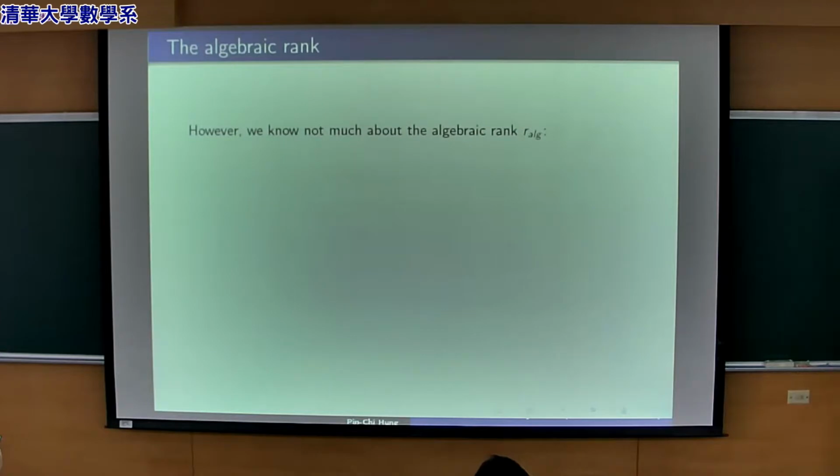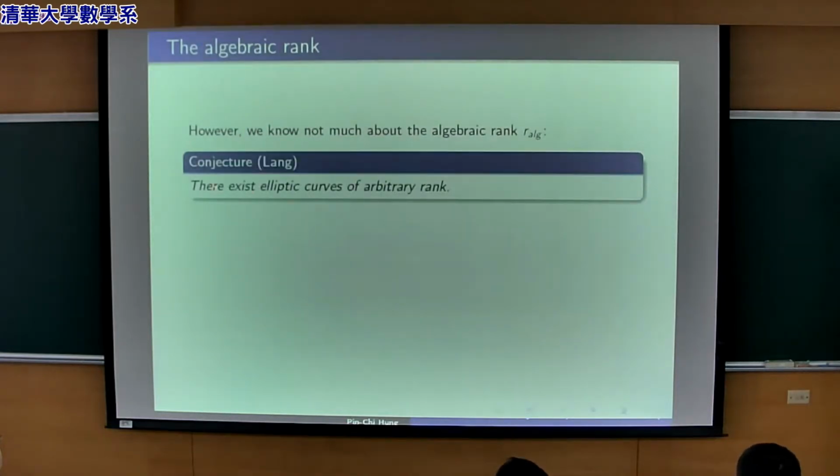So people have taken a long time to understand this rank. What can people do? People just run many examples, right? And it's a conjecture that you can find elliptic curves with rank arbitrarily large. For example, if you write down 1,000, then there should be some elliptic curve with rank at least 1,000. This is a conjecture from a very long time ago by Lang.